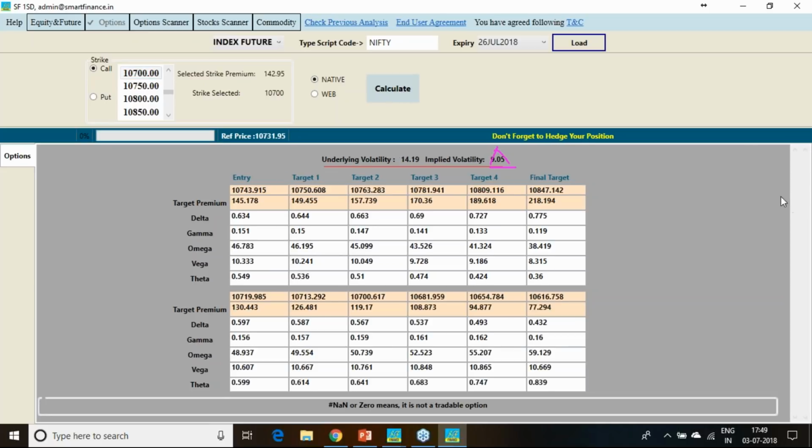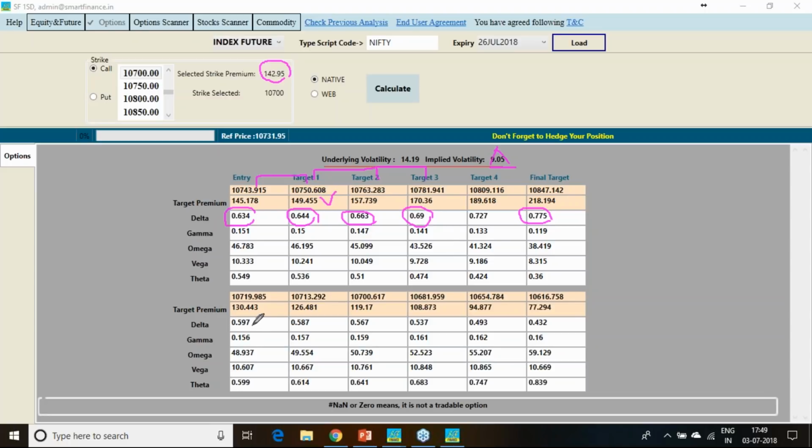So you are getting the current delta. This is 142.95. Current delta is 0.634. Once it moves by 6 to 7 points to target 1, delta also changes. Second target you achieve, delta further changes. Third target you achieve, delta further changes. Last target you achieve, delta further changes. So based on these changes of the delta, these premiums are being projected.